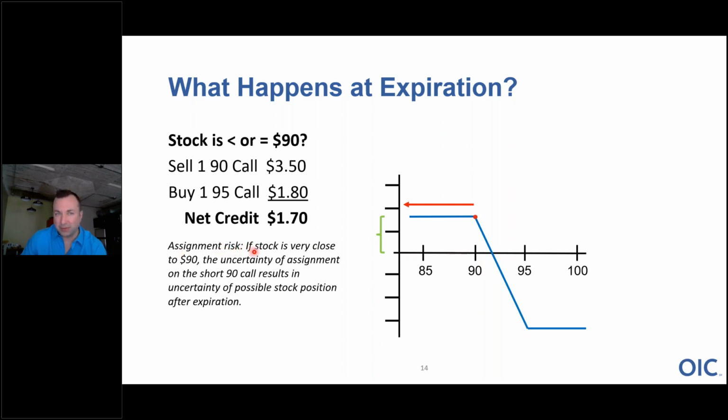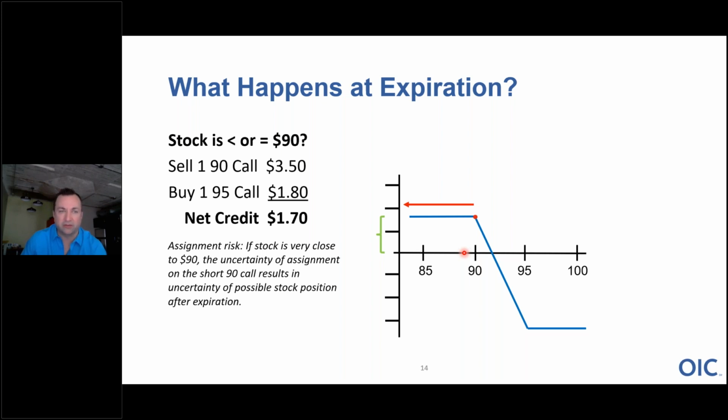There is assignment risk if the stock is close to 90. Always want to emphasize that when we're sellers of options, the choice of being assigned is out of our control. Option buyers have paid for the right to exercise, whether it's in their financial best interest or not. They can choose to exercise and buy shares at 90 because they paid for that right, particularly if the stock's close to 90.